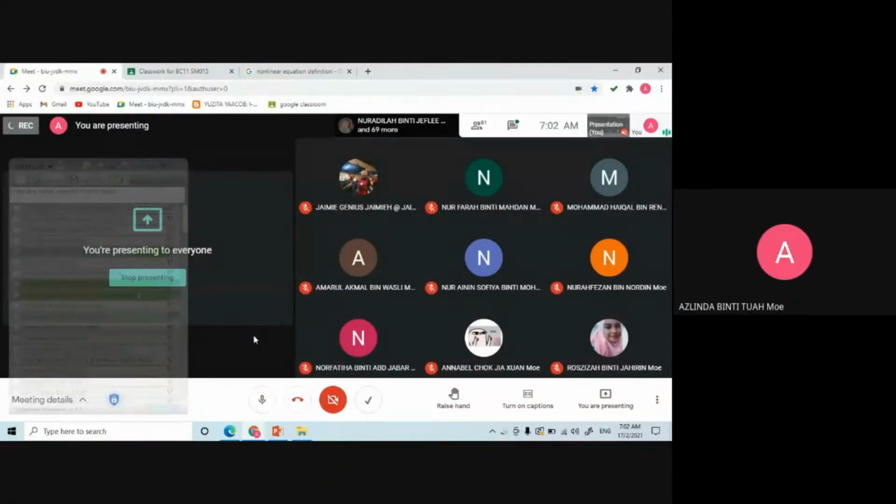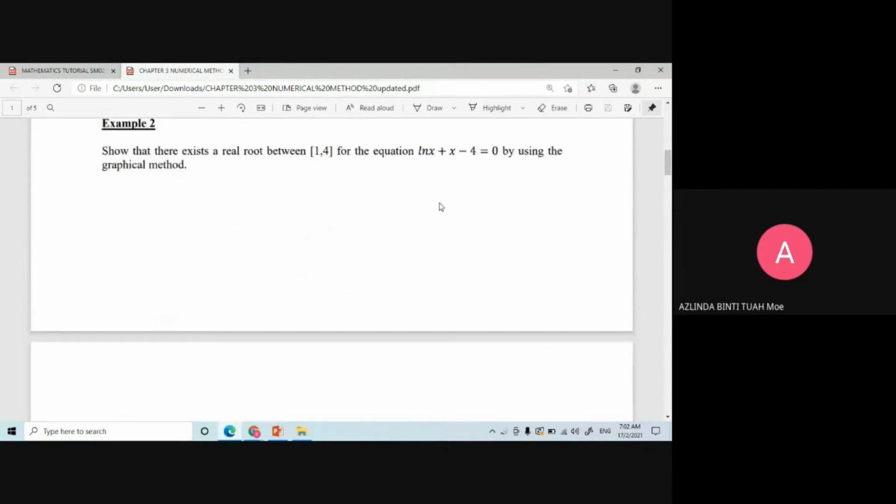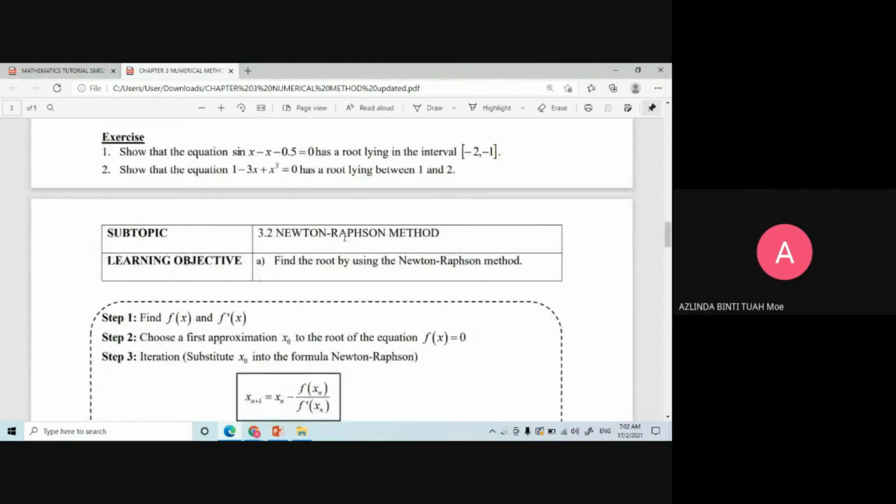In this chapter, we have three subtopics: 3.1, 3.2, and 3.3. 3.1 is the solutions of nonlinear equations. We have to solve the equation, meaning that we have to find the value of x. The second subtopic is the Newton-Raphson method. Still the same, we are going to solve an equation by using the formula of Newton-Raphson.